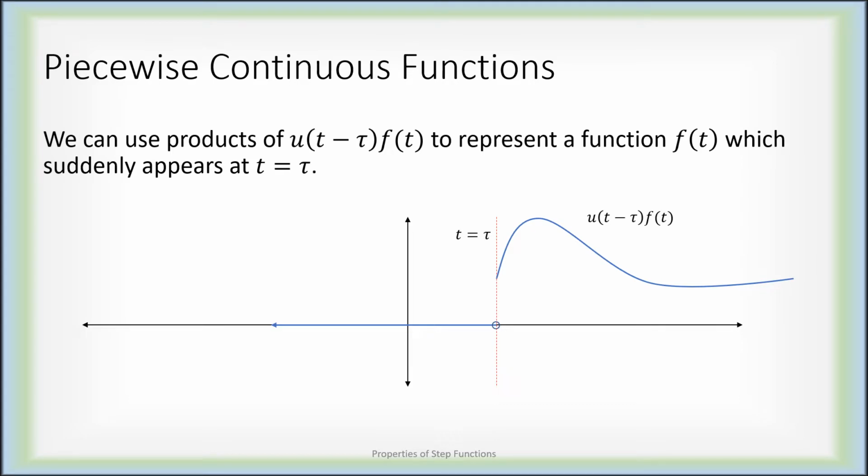Okay, so again, we have our coordinate axes, and then the step function has been shifted to the right by tau. To the left of tau, the step function is 0, so the product is 0 anyway. To the right of tau, the step function is 1, so the product simply spits out the value f of t, which is whatever continuous function we had.